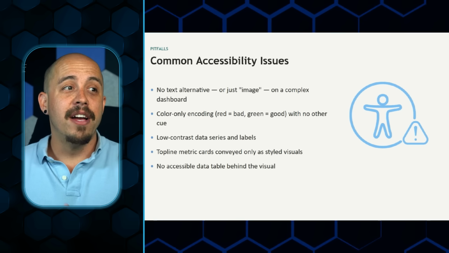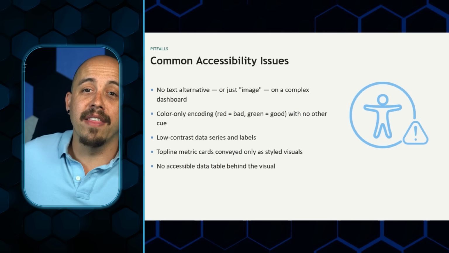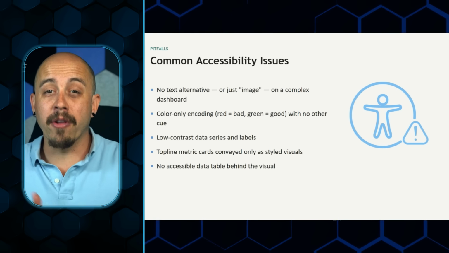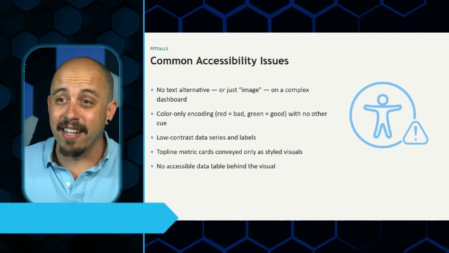And number five, no accessible data table behind the visual. Even if everything else is fixed, without a real data table, a screen reader user might not be able to interact with that data appropriately.